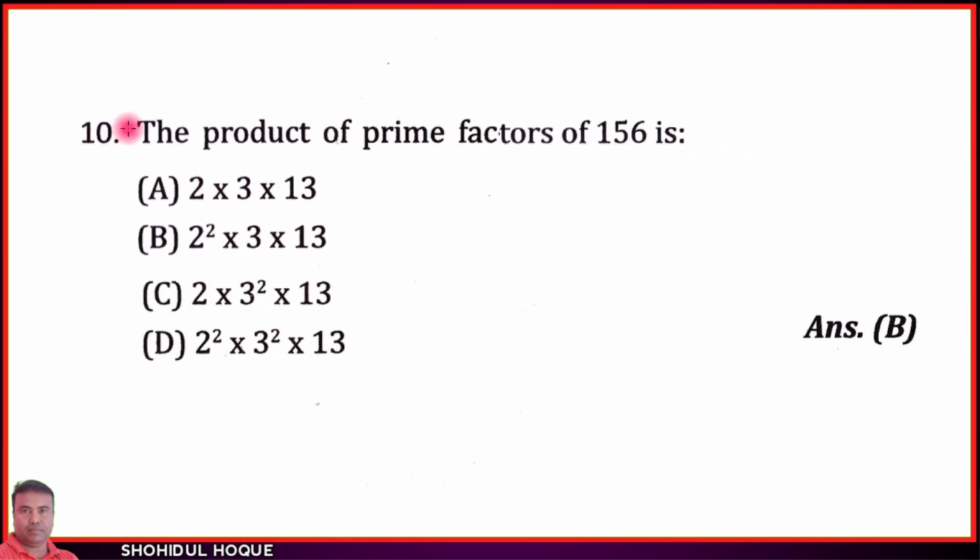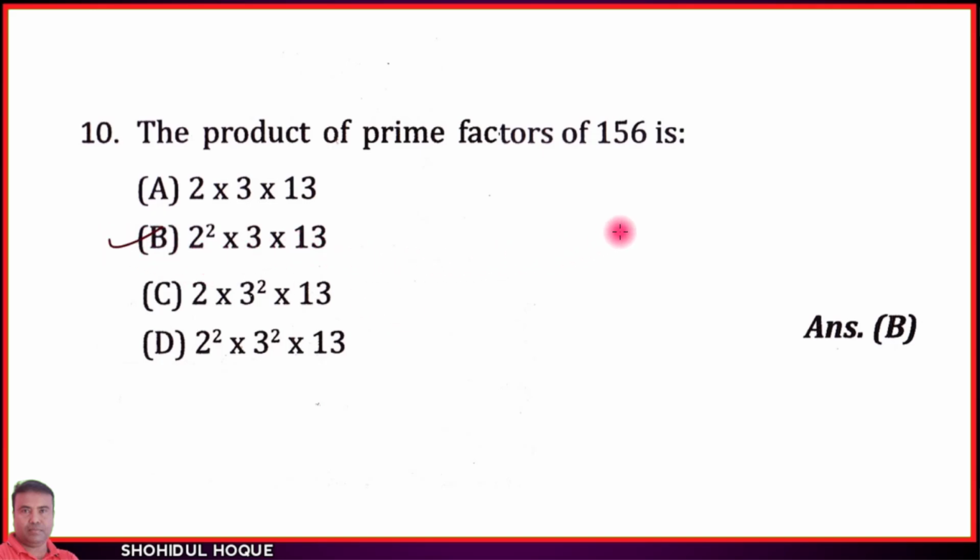Alright. Next question number 10. The product of prime factors of 156 is option A 2 into 3 into 13, option B 2 square into 3 into 13, option C 2 into 3 square into 13, option D 2 square into 3 square into 13. Correct option B 2 square into 3 into 13.